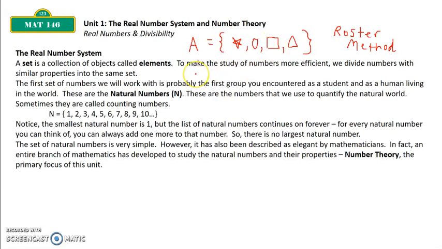Alright? So we're going to primarily talk about sets of numbers in the real number system. So to make the study of numbers more efficient, we divide numbers with similar properties into the same set. So the first set of numbers we will work with is probably the first group you encountered as a student and as a human living in the world. And these are the natural numbers. Now we let sets of numbers be represented by a capital letter. So the natural numbers, the symbol for the natural numbers is N.